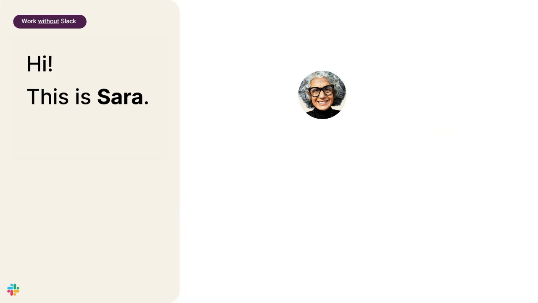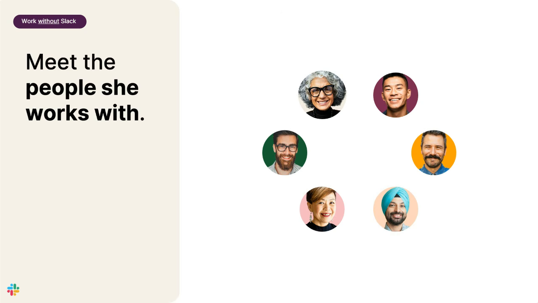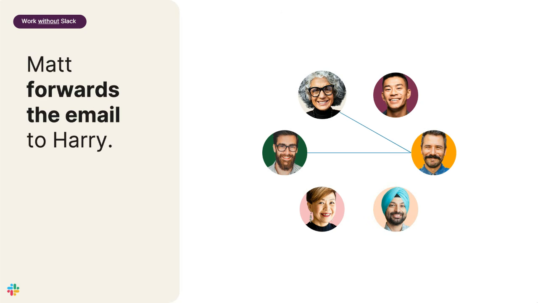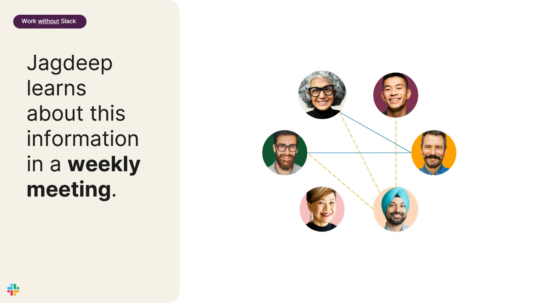So I'd love for you all to meet my friend Sarah. So let's say that Sarah is a project manager. So these are the people that she primarily works with on a day-to-day basis. And Sarah needs to send Matt some information about a project she's starting on. So she sends him over an email. And Matt, upon reading the email, realizes that he needs to forward it over to Harry because that information is relevant for him too. And the next day, Jagdeep hosts a weekly project meeting and learns anew about this information. So they start a Google Doc to collaborate and comment on some of the work.